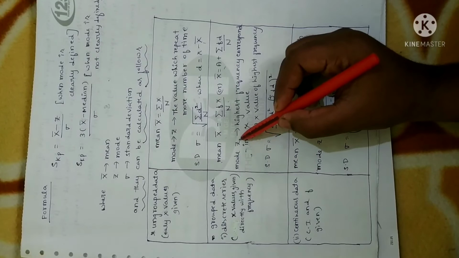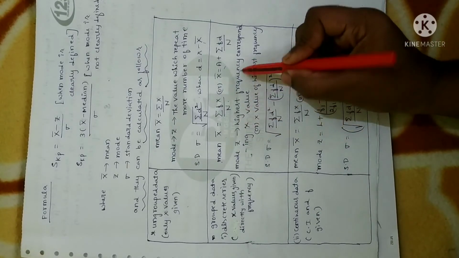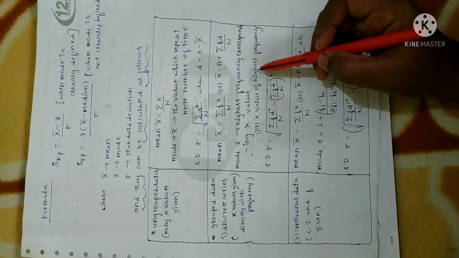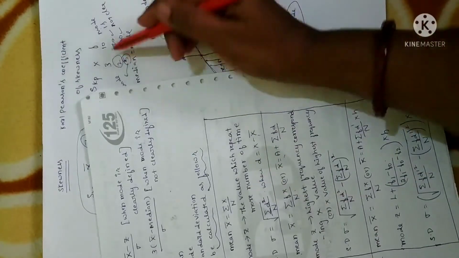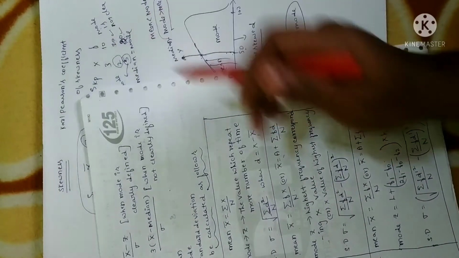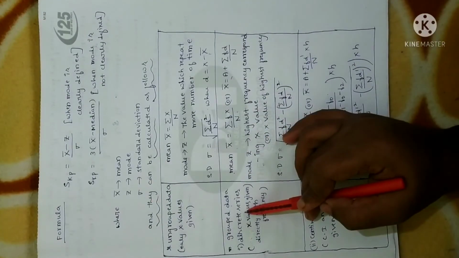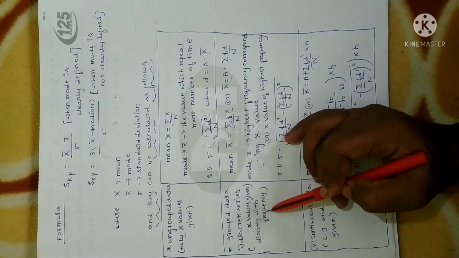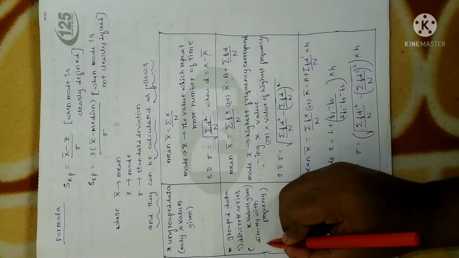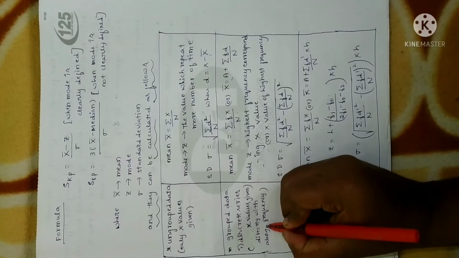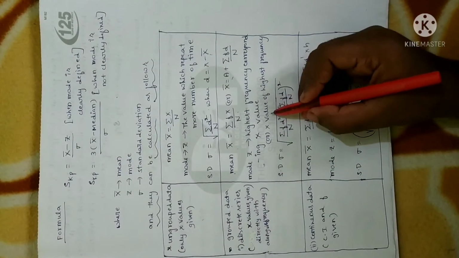And as usual, Z is the mode, so we can calculate it by using the corresponding value of x. That is the highest frequency; as I said, we have to identify the highest frequency. The corresponding x value will be the mode for a discrete series. Discrete in the sense that x values are given directly along with the frequency.